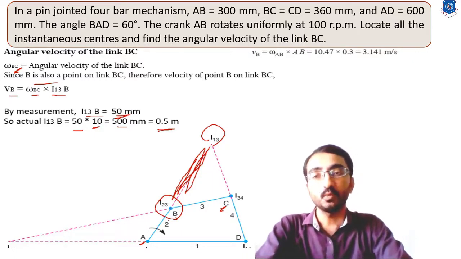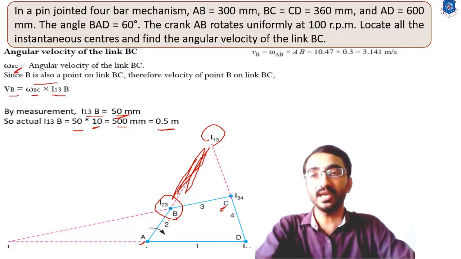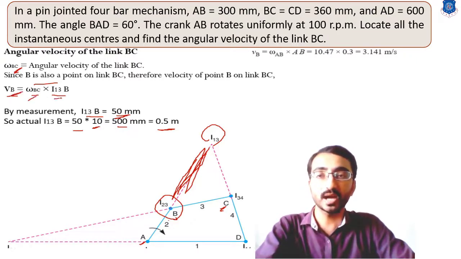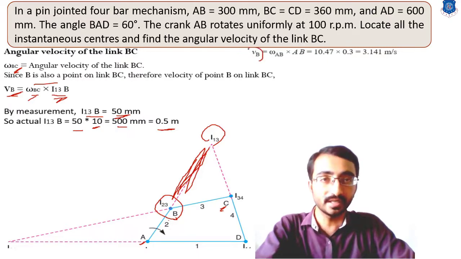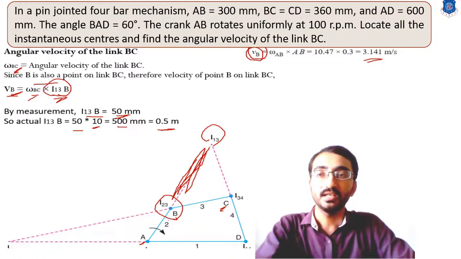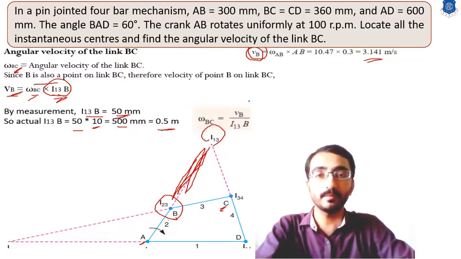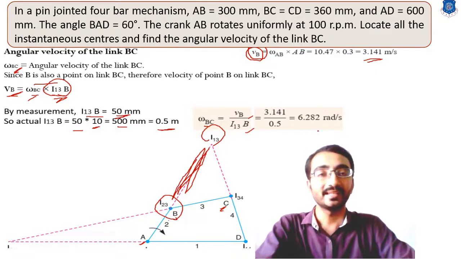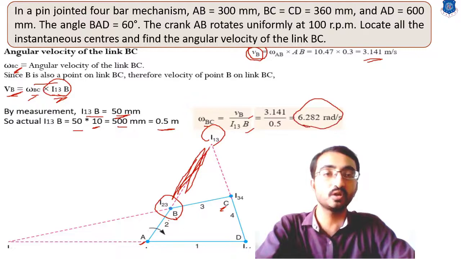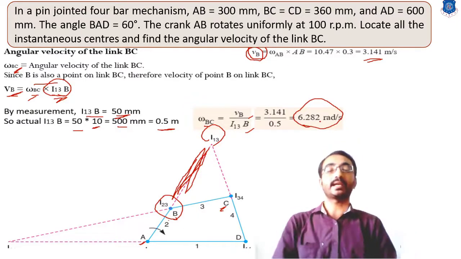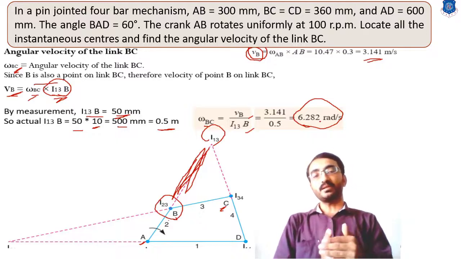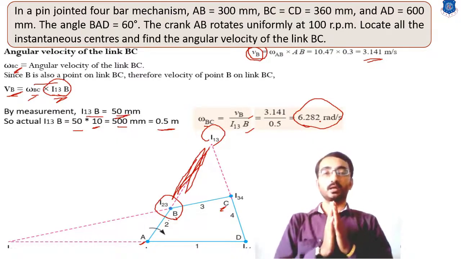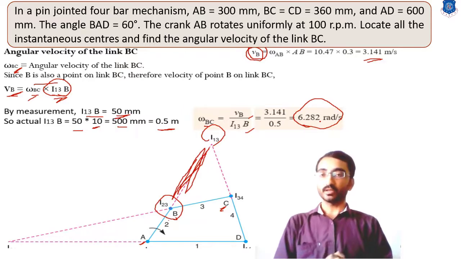Okay, so now we will put this value in our equation. We have VB is equal to omega BC into I13B. VB is already given in your data, that is 3.14. You have the length I13B, so you can simply calculate omega BC, that is equal to VB upon I13B. By putting the values of VB and I13B, you will get the angular velocity omega BC equal to 6.282 radian per second. Okay, so in this way, by following the steps, we can solve numericals of the instantaneous center method. Okay, thank you.